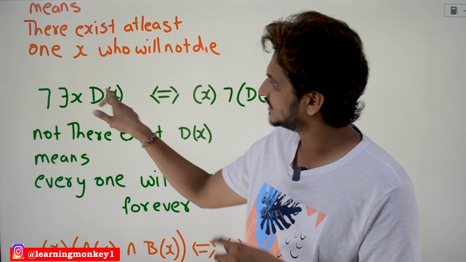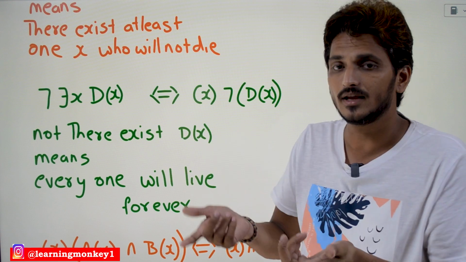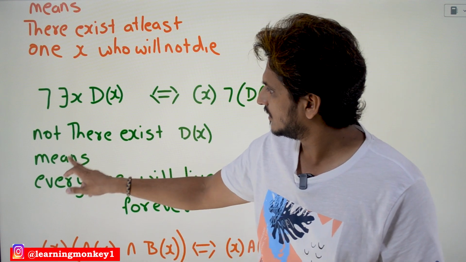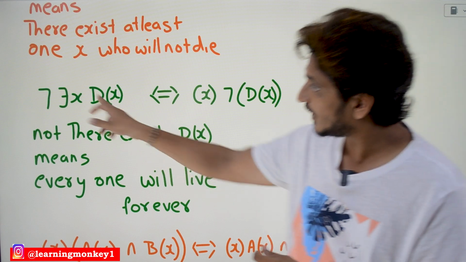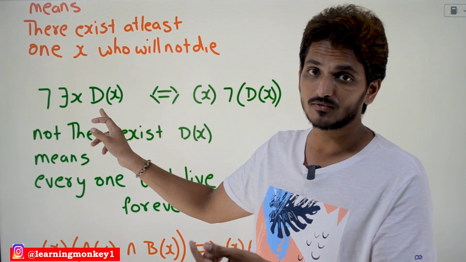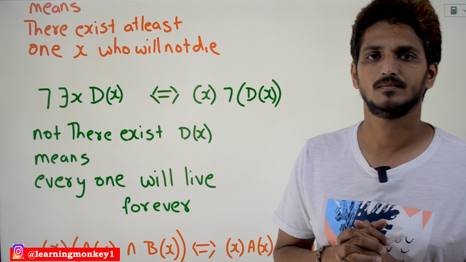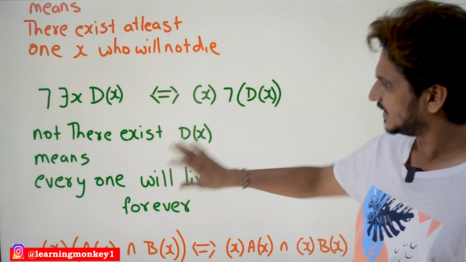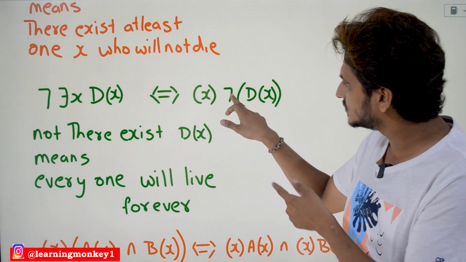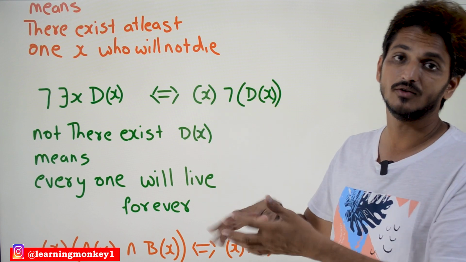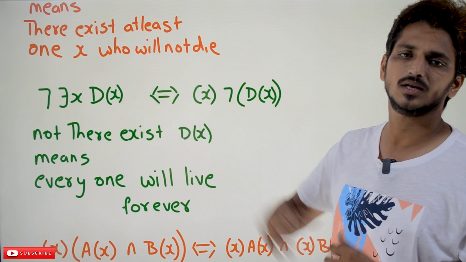Not there exists x D of x means you cannot find any single x who is going to die. Not there exists D of x means everyone will live forever. You cannot find an x who is going to die, meaning all x are going to live forever. They are not going to die. So this statement is the same as for all x not D of x, meaning x is not going to die. This is applicable to for all, meaning everyone is living forever. So that's why these two equations are the same.